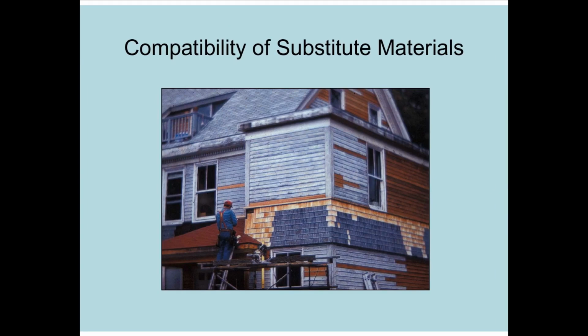The use of substitute materials should take into consideration ongoing maintenance and the difference between the new material and adjacent or related existing materials. The wood elements shown in this photo all have similar maintenance requirements. Replacing the clapboard with fiber reinforced cement siding, for example, would create new maintenance requirements for the different materials.